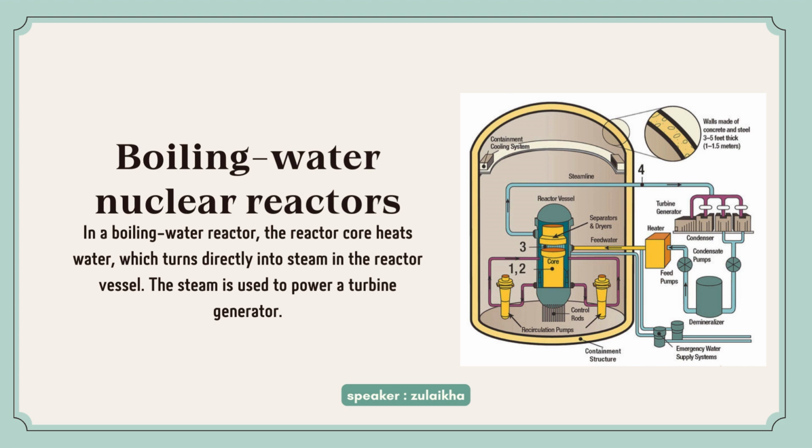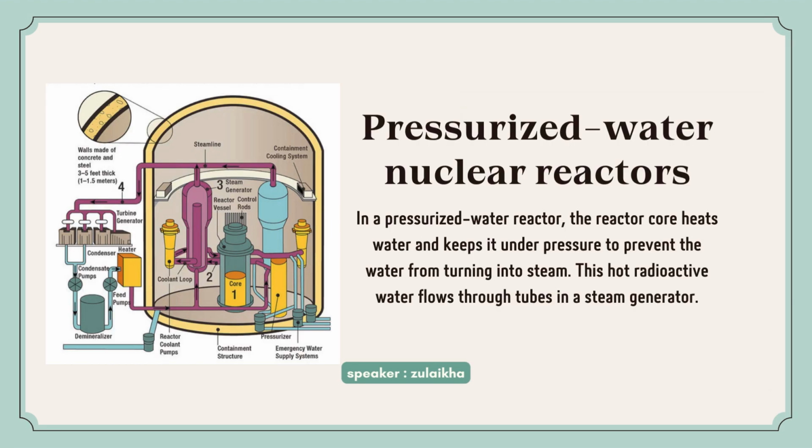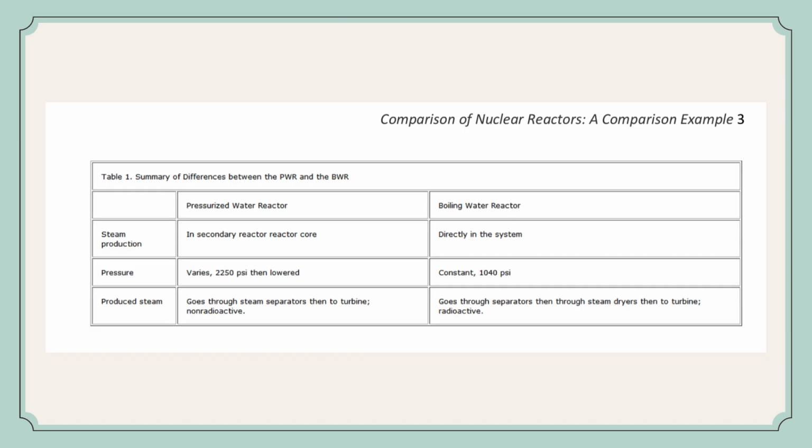Boiling water nuclear reactors. In a boiling water reactor, the reactor core heats water, which turns directly into steam in the reactor vessel. The steam is used to power a turbine generator. Pressurized water nuclear reactors. In a pressurized water reactor, the reactor core heats water and keeps it under pressure to prevent the water from turning into steam. This hot radioactive water flows through tubes in the steam generator.